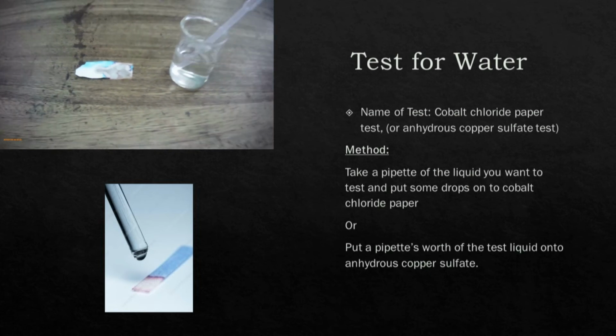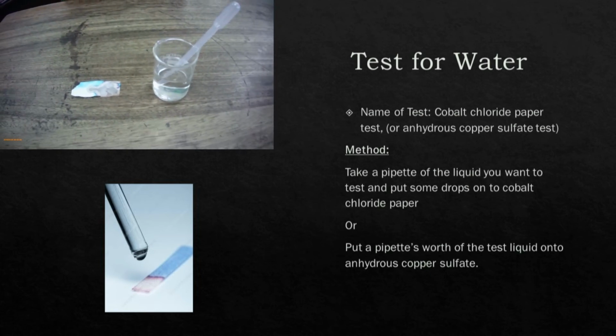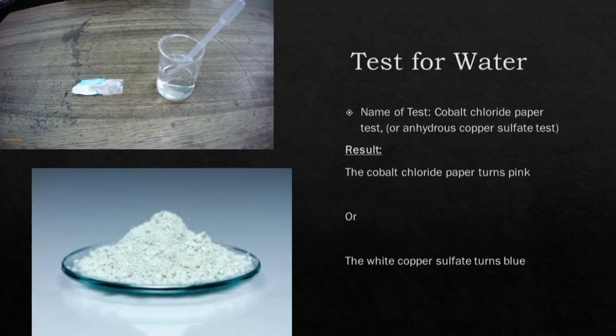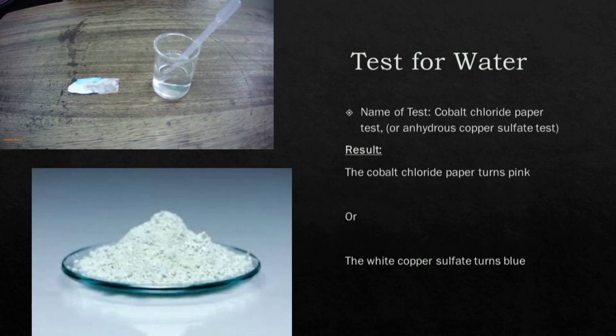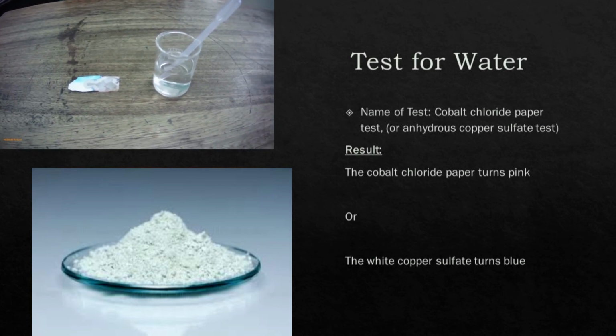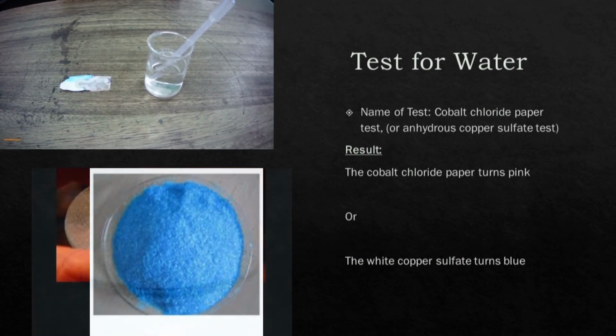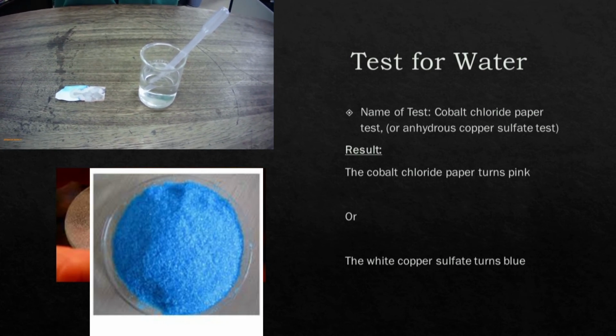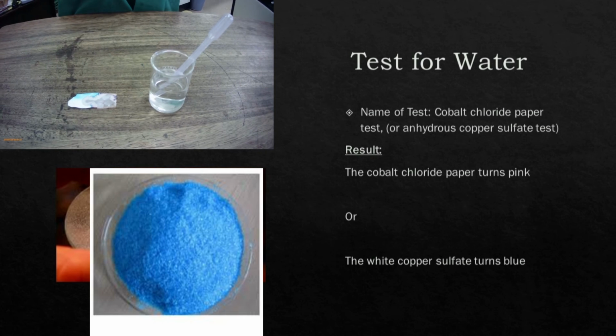The second test that is going to appear in pictures is I can also use anhydrous copper sulfate, which is this white powder that appears here. If I add water to it, that will turn blue, which is this blue powder that's just appeared on the screen now. Either of those are the test for water.